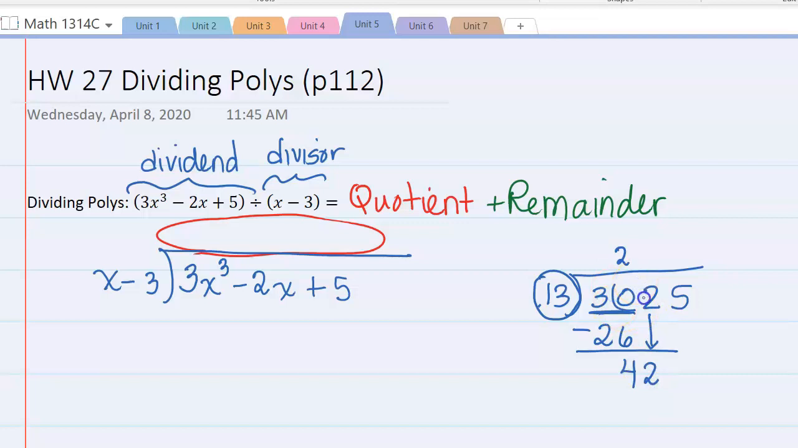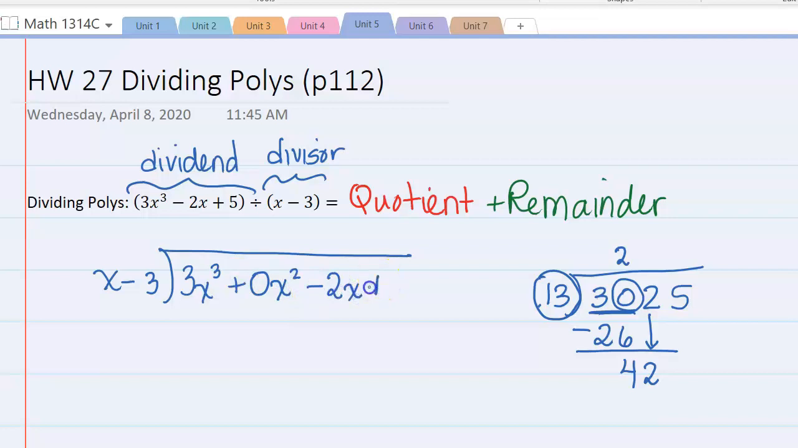But notice that we have a 0 here for the hundredths place, and we're going to see that same idea happening over here when we talk about our dividend. We have a 3x cubed, but we don't have a 3x squared. So we're going to have to change some of these things so that our new dividend is going to be 3x cubed plus 0x squared minus 2x plus 5.